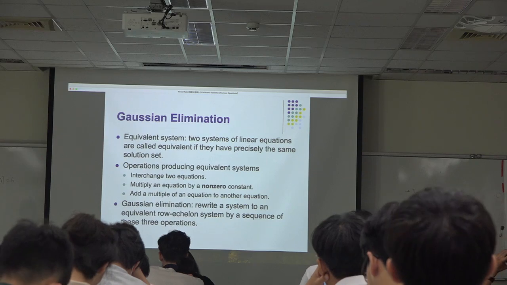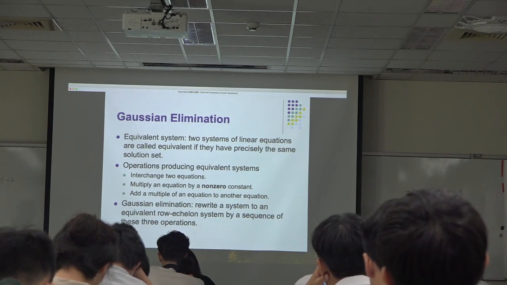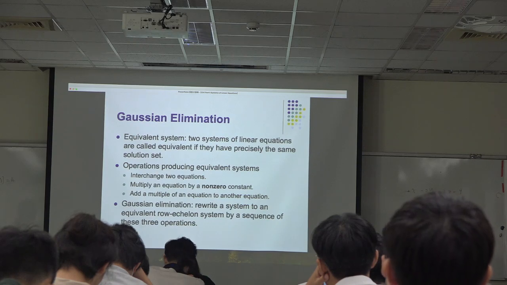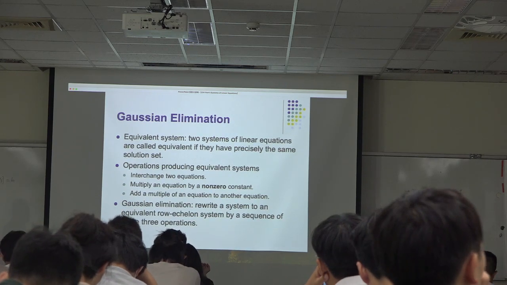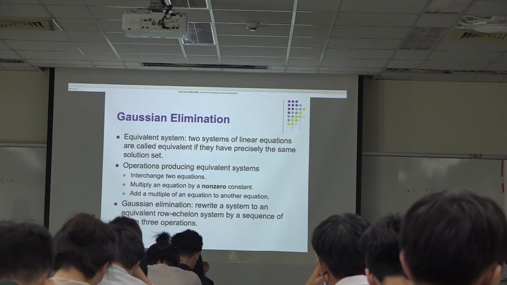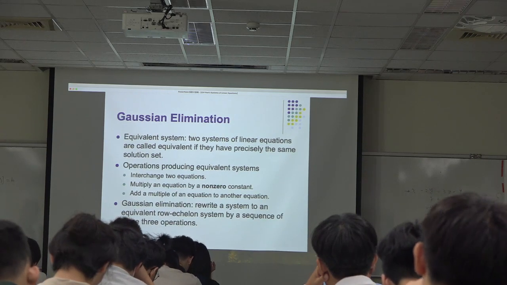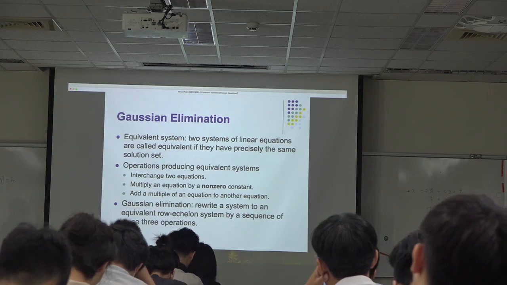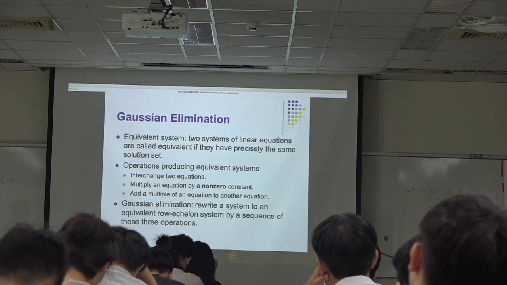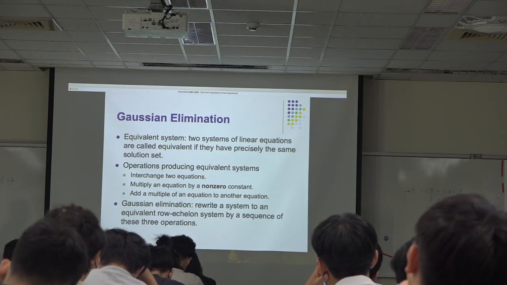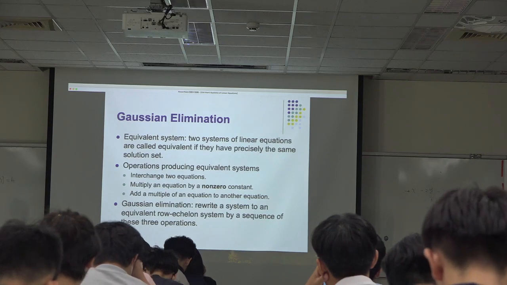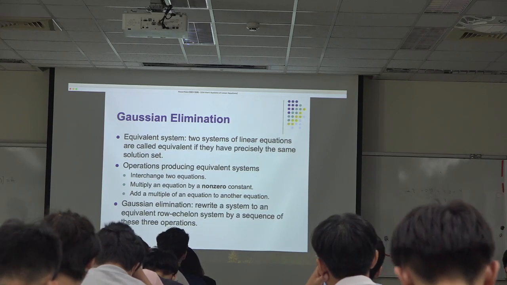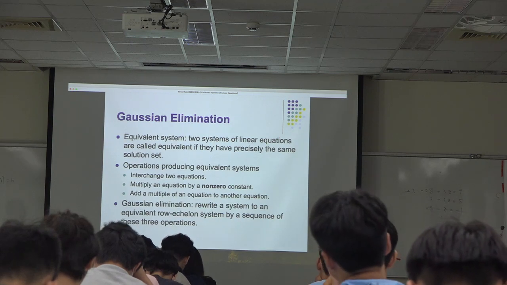We say two systems of linear equations are called equivalent if they have precisely the same solution set. If two systems have the same solution set, then we call them equivalent. And the operations that we can conduct on a system of linear equations to ensure the resulting system is still equivalent include the following 3 operations.